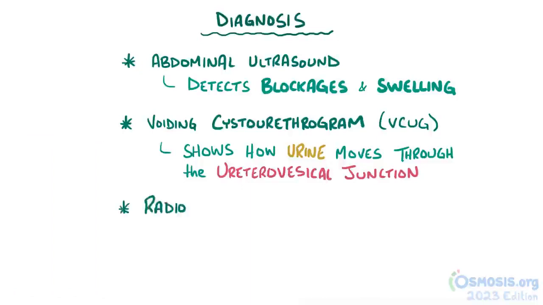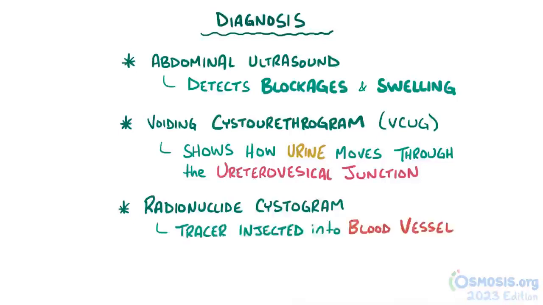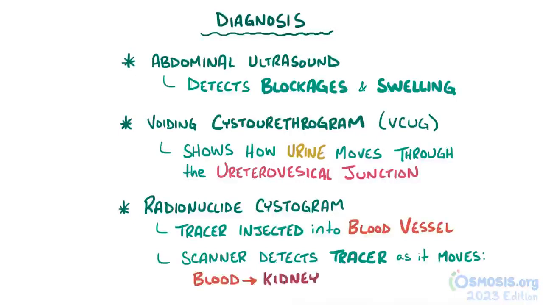Another technique, called a radionuclide cystogram, uses a similar procedure as VCUG, except that it uses a radioactive tracer injected into a blood vessel. The scanner then detects the tracer as it moves from the blood and into the kidney, and then down through the ureters and into the bladder.